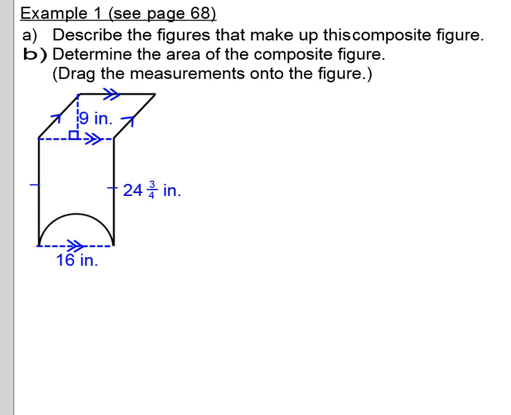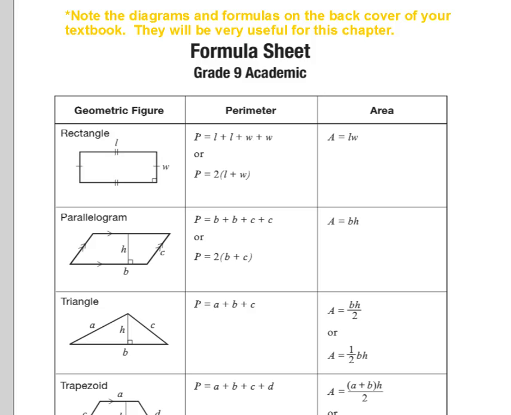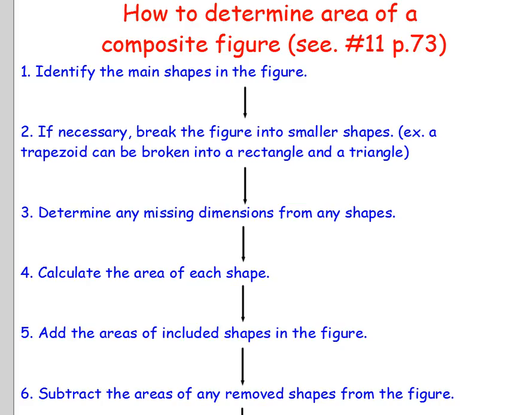Because we have the formulas for all these shapes, this is a simple matter of going to our formula sheet, applying the areas for the figures that are part of our overall shape, and then either adding them up or in some cases removing them. Here's an overview of how to determine the area of any composite figure.